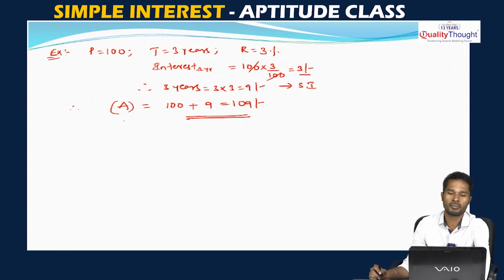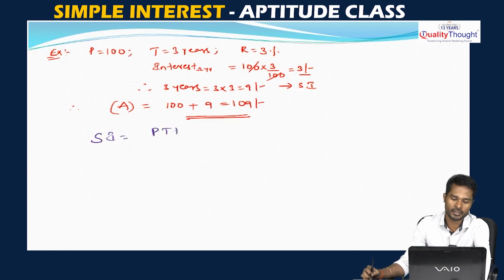When we calculate the problems related to the simple interest, we will use this. So SI is equal to P into T into R by 100. So this is SI, simple interest is P into T into R by 100. Just now we have written P is principal amount, T is time period and R is rate of interest.